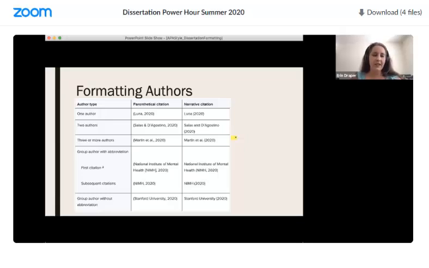If you are citing a group or organizational author and you can abbreviate their title, such as the National Institute of Mental Health, which is my example in my chart, or APA, another good example, the first time you cite them or mention them, you'll spell out their full name and then give the abbreviation in parentheses, or brackets if you're already within a parenthesis. And then anytime after that you cite them, you can just use the abbreviation. If there's no real way to abbreviate it, such as Stanford University in this example, you won't abbreviate it.